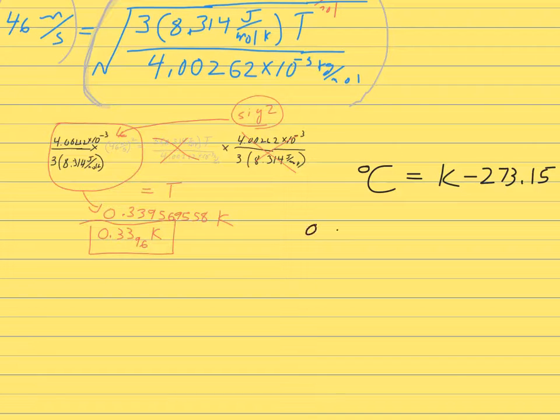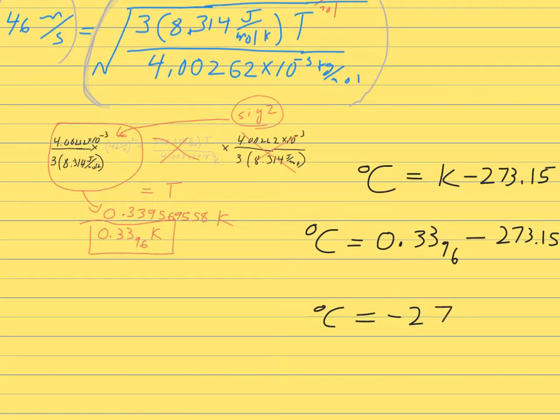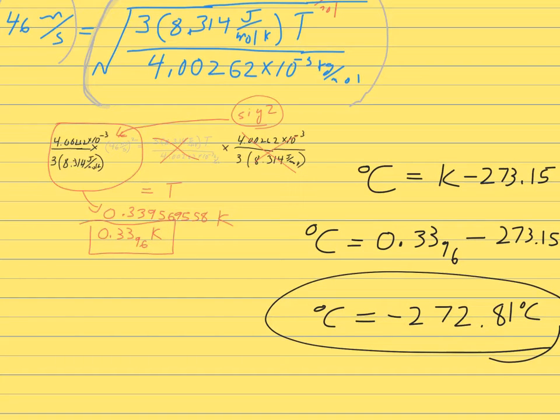So my temperature in Celsius is going to be 0.3396 minus 273.15, and that is going to give me a temperature in Celsius of a negative 272.81 degrees Celsius. That's that.